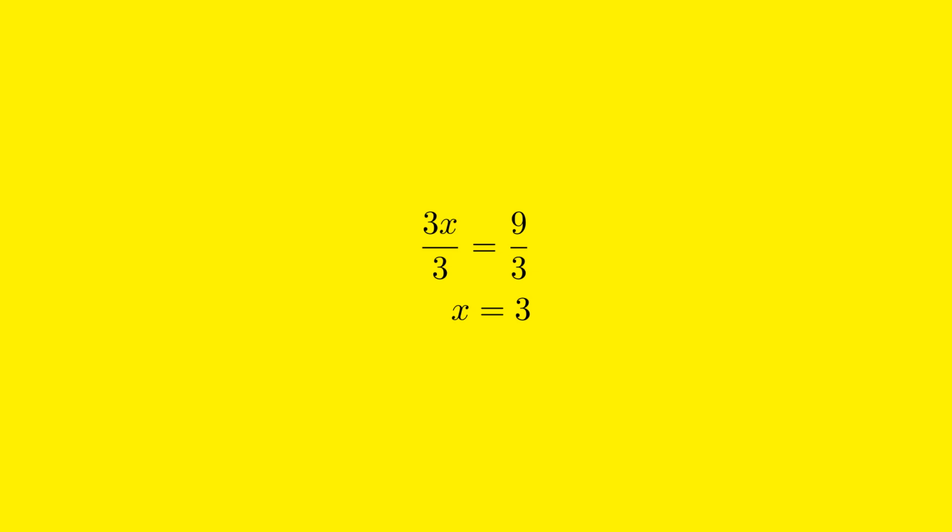By completing this step, we now have the value of the variable x. The final simplified form of the equation is x equals 3. Thus, this step is the final step.